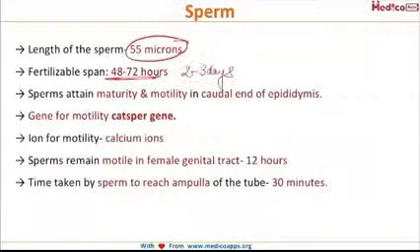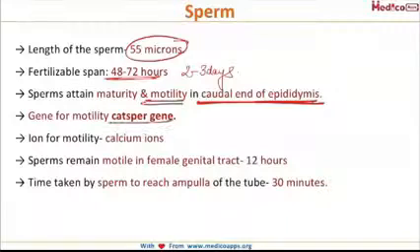And these sperms attain their motility in the caudal end of the epididymis. Take care of the word motility, because we'll get a question on where the sperm attains hypermotility, and we'll come to that later on. The sperm attains its motility in the caudal end of the epididymis. And what is the gene involved in it? It is the CatSper gene. And the ion involved is calcium ions.